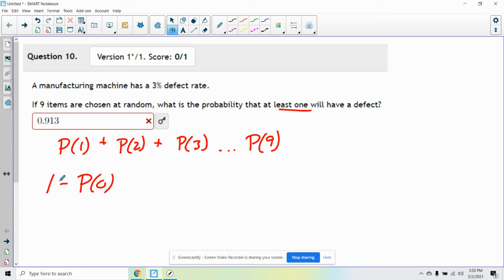If you were rolling a die and you said, what's the probability of getting a 2 or greater number? That's the probability of rolling a 2 or a 3 or a 4 or a 5 or a 6. You can find all those and add them up. Or you can just say, what's the probability of getting a 1 and subtract it from 1? Because that's the only other possibility. So here I can say, all right, what's the probability of getting 0 defects?